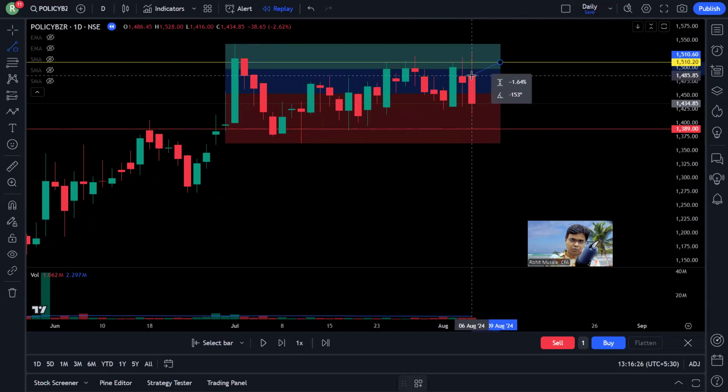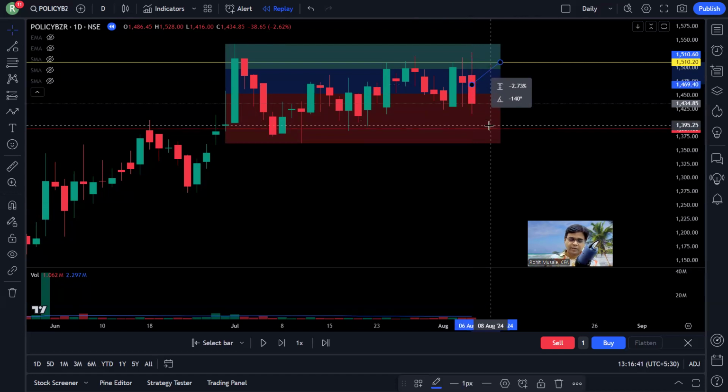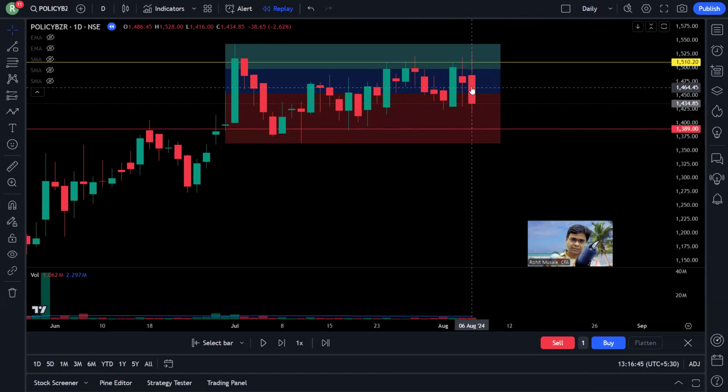So the opening was okay compared to the previous day's close, but it went up and it started to fall back again. So there I lost my patience. I said, no, this stock is not doing what I expect it to do. If I expect the stock to break out on high volume, by the time this candle comes, the stock should at least be 10% above.